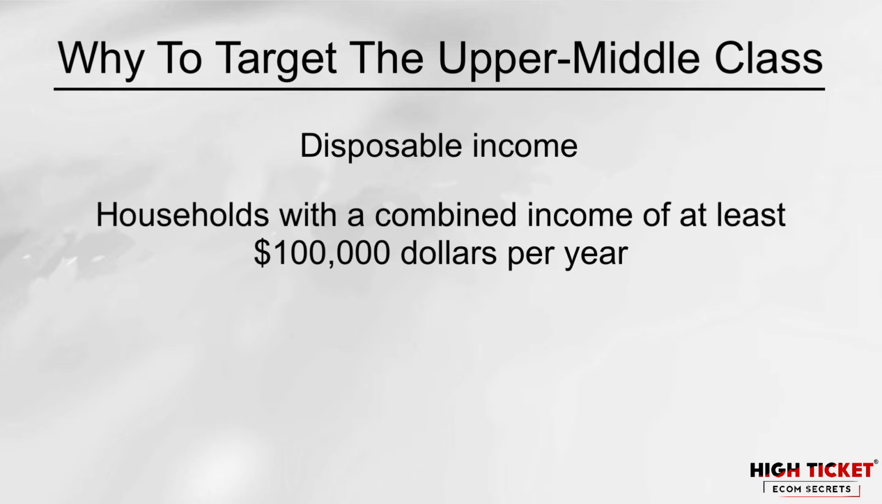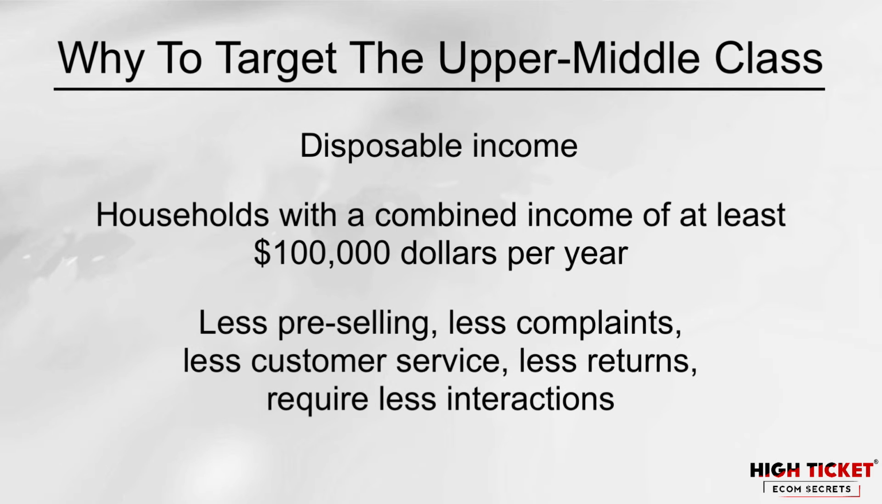The answer is pretty simple, and that's that the upper middle class require less pre-selling, they complain less to customer service, they return less, and require less interaction. In my experience, all of these things are true for the upper middle class. These are people that are used to purchasing things online, and it's not a huge deal to them because they're accustomed to it. We also need to remember that the types of products we're selling aren't exactly going to be cheap, which is why we also shouldn't be targeting the low income demographic.